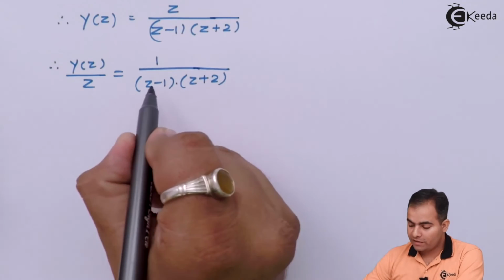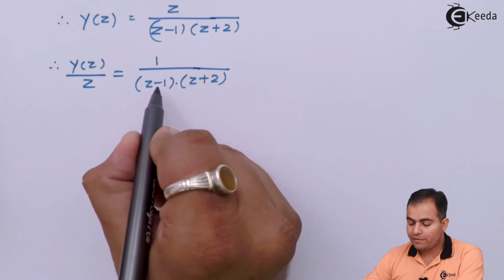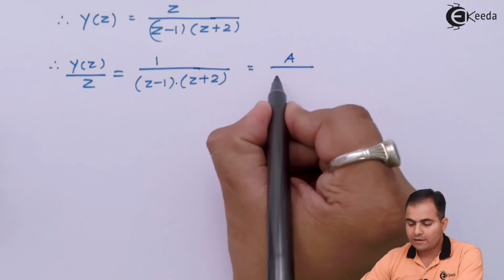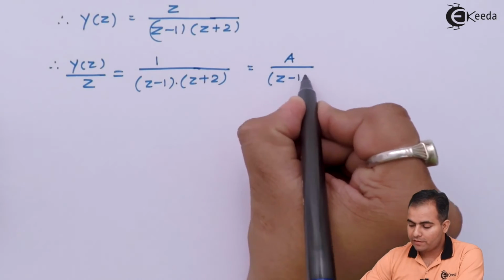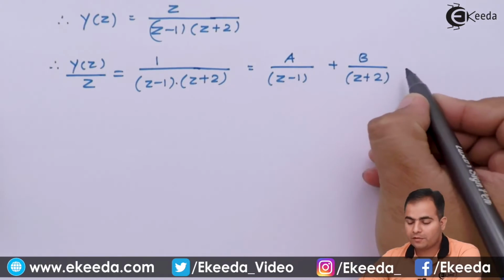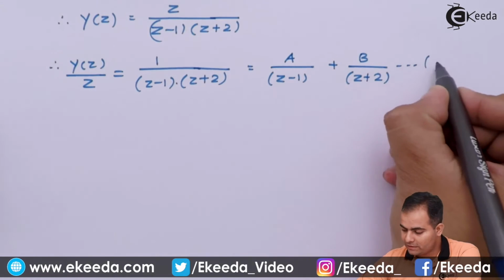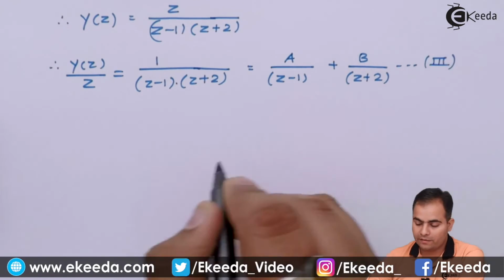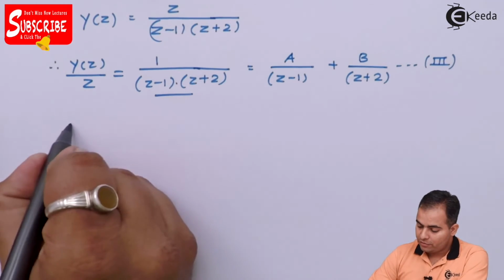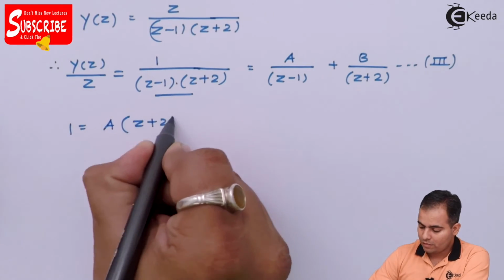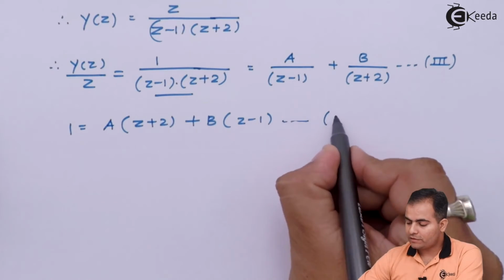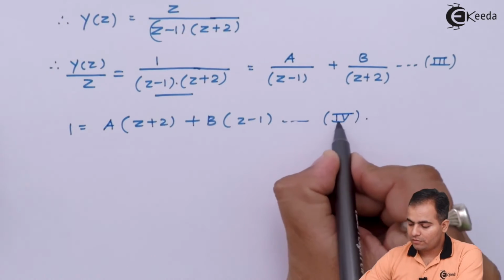In partial fractions, if we have two factors, then we will use two constants, let's say A and B. In the denominator of A we will write z minus 1, and in the denominator of B we have written z plus 2. Let's say this is my equation number 3. Now just multiply the left hand side denominator onto the right hand side. I'll get this equation, and let's mark it as equation number 4.